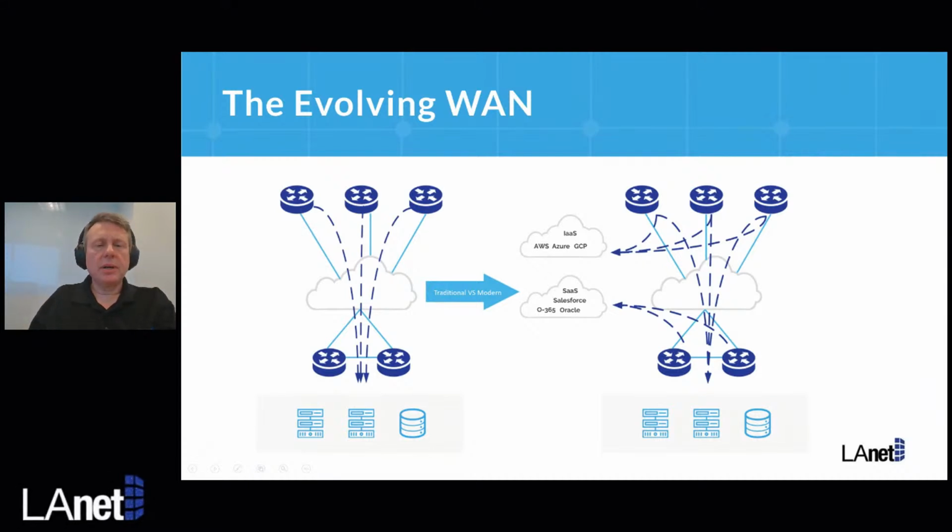So let's kick in and talk a little bit about how the WAN is evolving. Over on the left, you can see a much more traditional WAN. If you've been doing networking for a decent length of time, this sort of WAN was pretty popular all the way back from when I started in the 90s to probably the early to mid 2000s. This was a very common way to build our WANs.